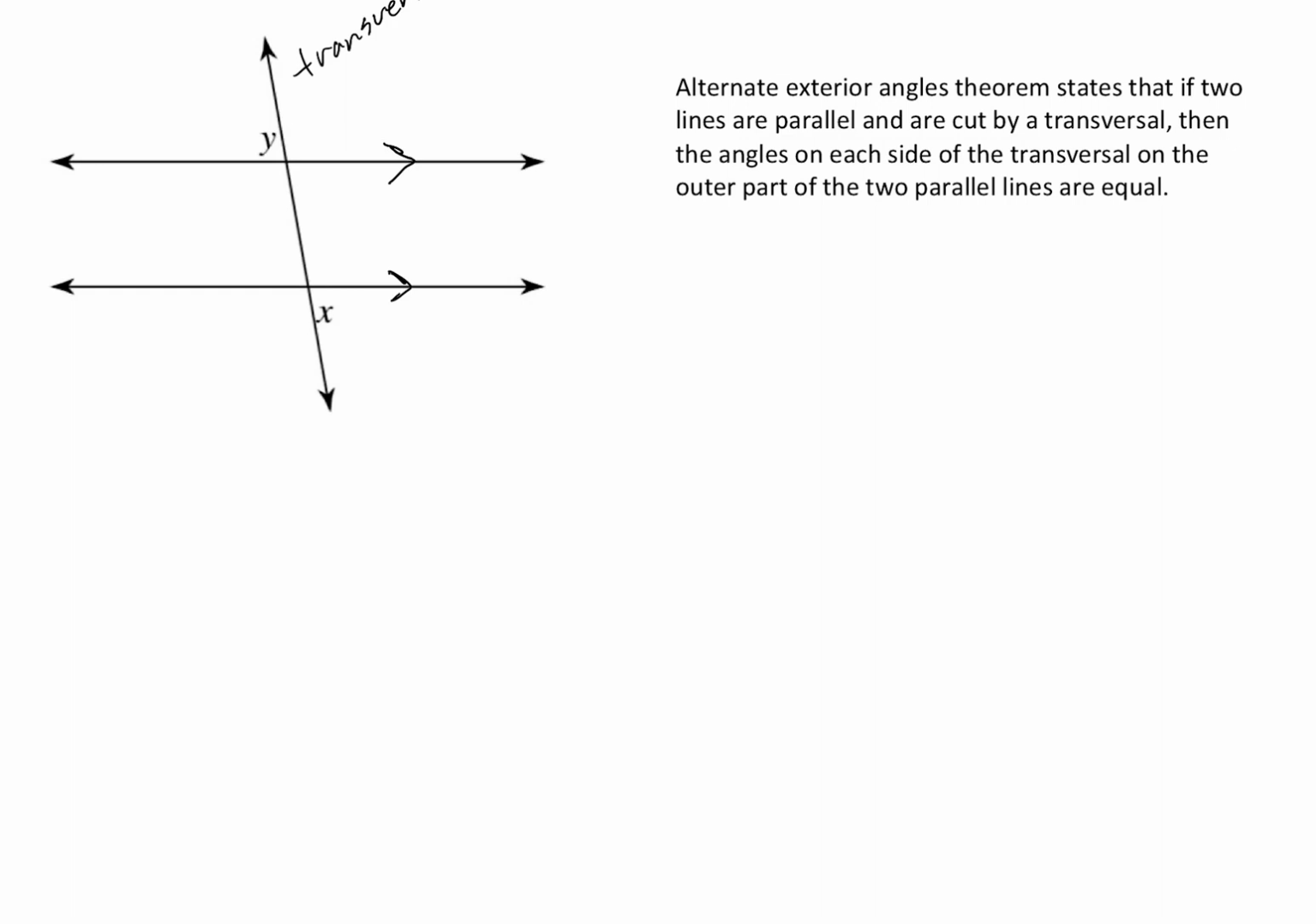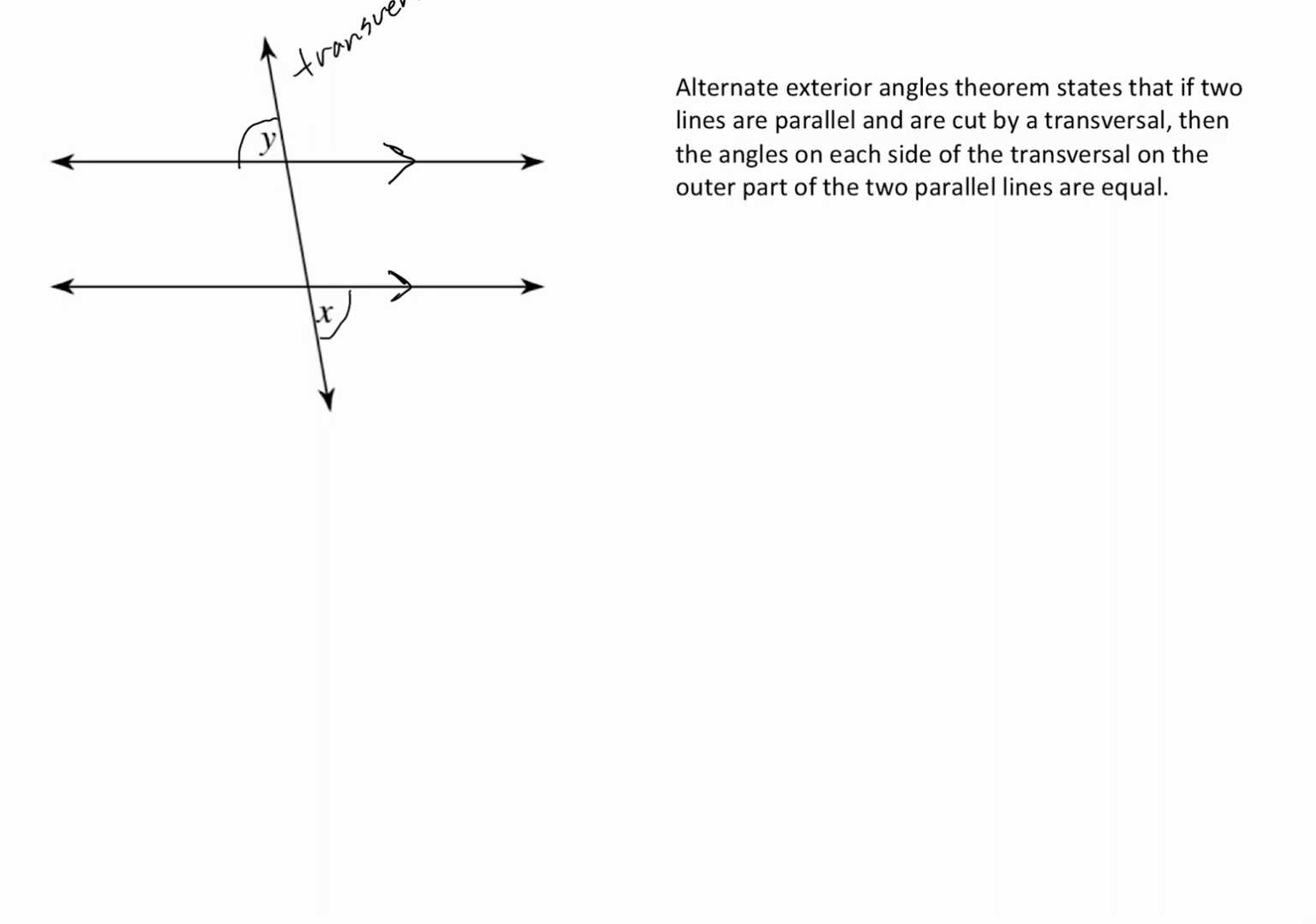So notice how they form angles X and Y. Both X and Y are on the outside of the two parallel lines. But notice how X is on the left of the transversal and angle Y is on the right of the transversal. So X and Y are both alternate exterior angles and they are equal to each other.